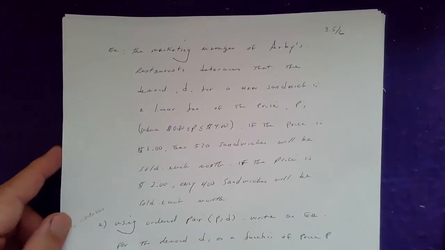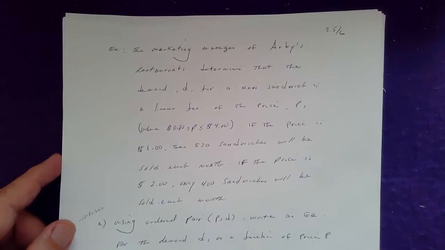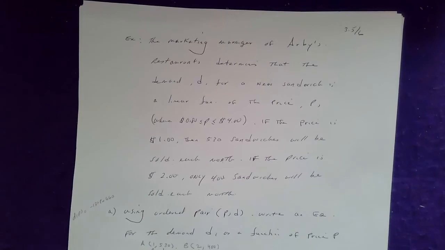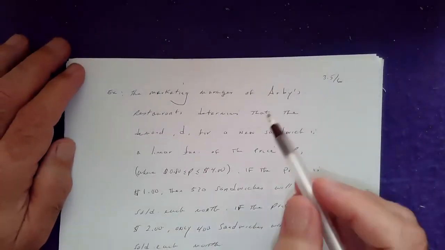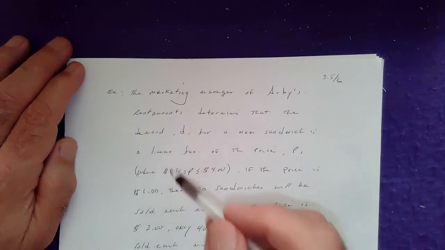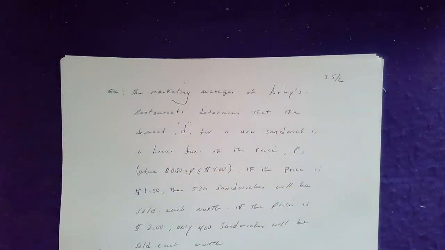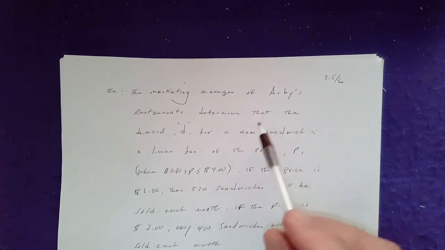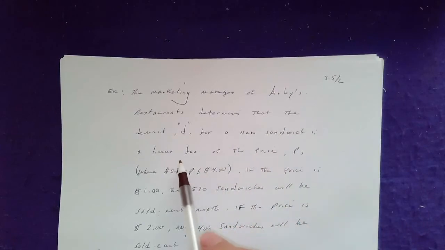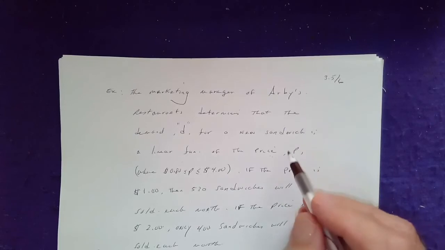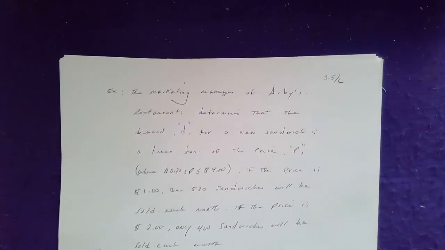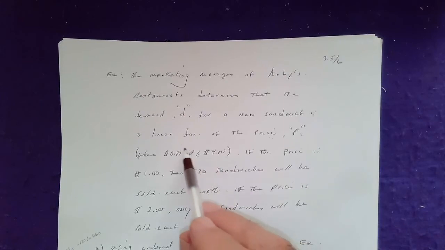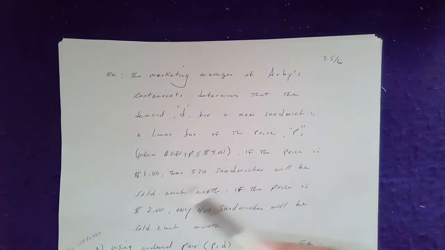Let's finish this section with a word problem. And don't panic, it's not what you think. It's really super easy. All right. The marketing manager at Arby's restaurant determines that the demand D, so demand is the number of customers willing to buy your merchandise, for a new sandwich is a linear function of price P. So the demand is going to be a function of price. And the price cannot go below 80 cents or above $4. So this is just an extra piece of information on the side.